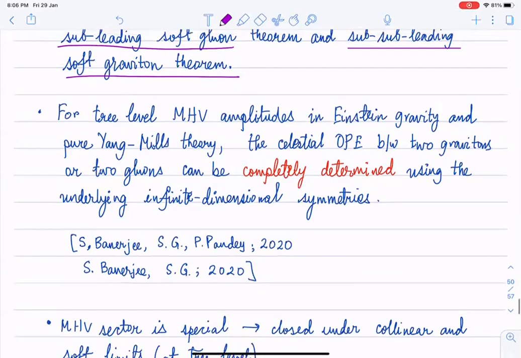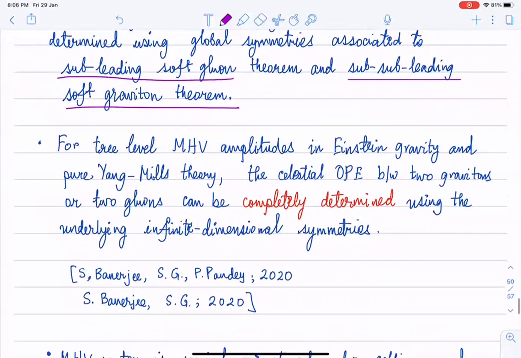So in this case, basically what we showed is that if you consider tree-level scattering amplitudes, or rather a particular class of tree-level scattering amplitudes, which are known as MHV scattering amplitudes, either in Einstein gravity or in the case of Yang-Mills theory, then it turns out that the celestial OPE between either two gravitons or two gluons can be completely determined using the underlying infinite dimensional symmetries.